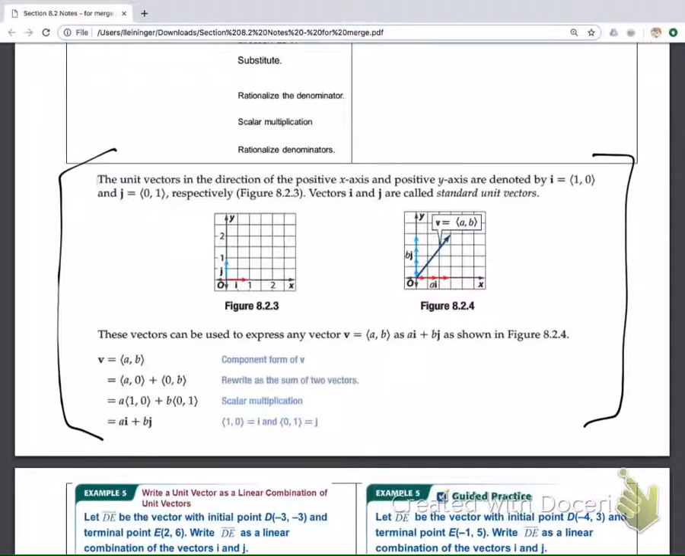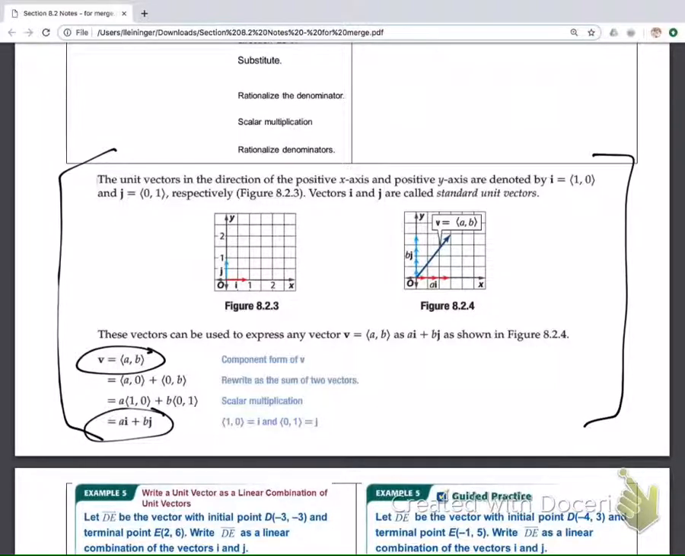There are 2 ways to notate vectors. Up until this point, we've been using this one. That's component form with the x and the y in it. You can also see this notation for vectors. They mean the same thing. The literal difference between them is that the notation is different. That is the only difference.